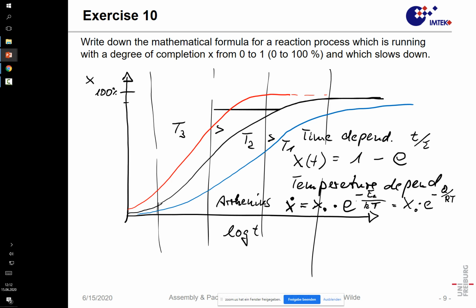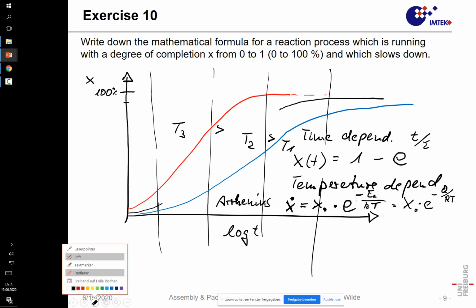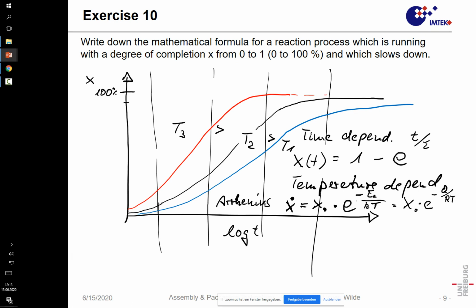I hope you all heard about this formula previously, because it's very important in engineering. Okay.